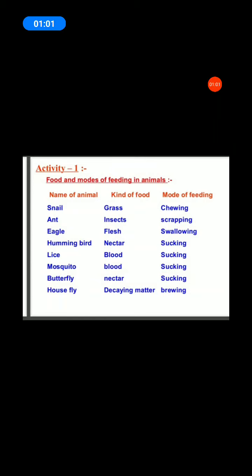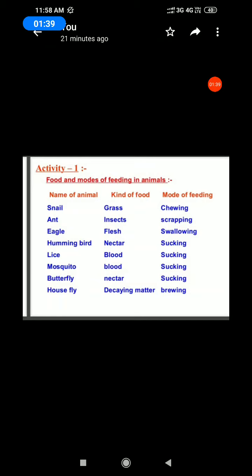Name of animal, hummingbird. Kind of food, nectar. Mode of feeding, sucking. Next one, lice. Food, blood. Feeding, sucking. Mosquito. Food, blood. Feeding, sucking. Butterfly. Nectar. Feeding, sucking. Housefly. Decaying matter. Feeding, breathing. So, all of you write in your pencil in table 2.1. Students, all of you write the answers.